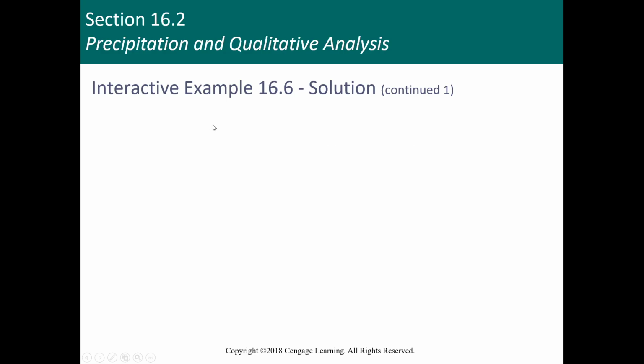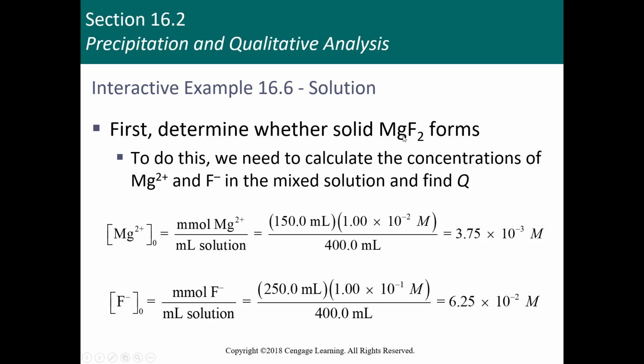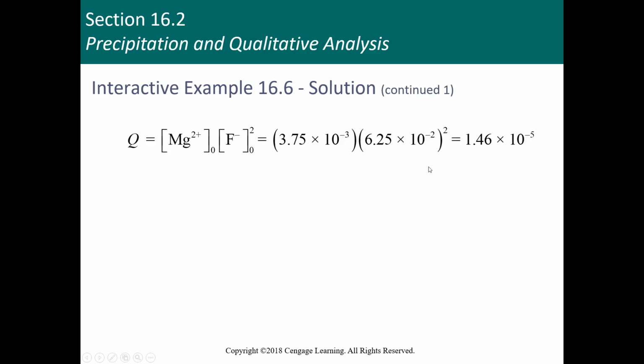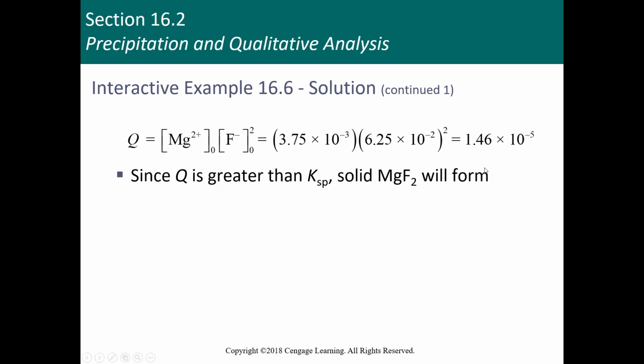power? Well, that is just from this salt right here. Mg is 1 and F is to the second power. Okay, we plug the initial values in to get our ion product, this Q right here. And that will give us, once we solve for it, 1.46 times 10 to the negative 5. We then compare that to KSP. Q in this case is greater than KSP, and that means we're going to form solid MgF2.